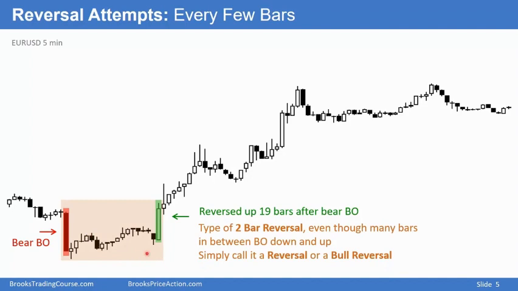You can call it a bull reversal, you can call it a reversal, it doesn't matter what you call it. The market was trying to go down, and now it's clearly going up. It's a reversal.